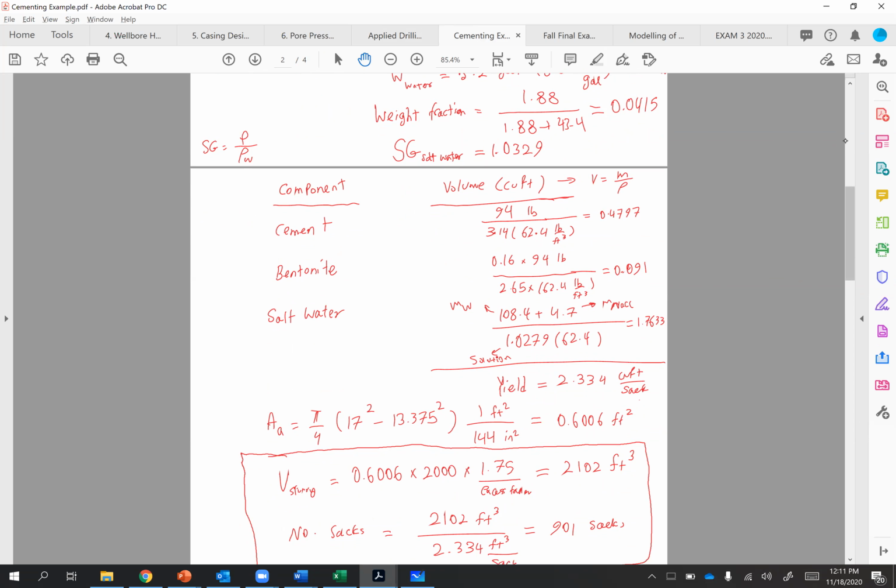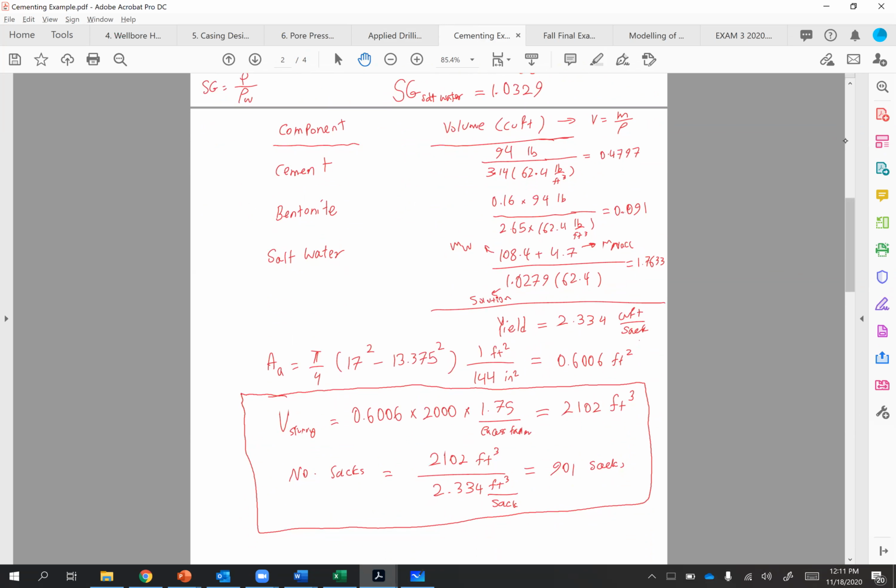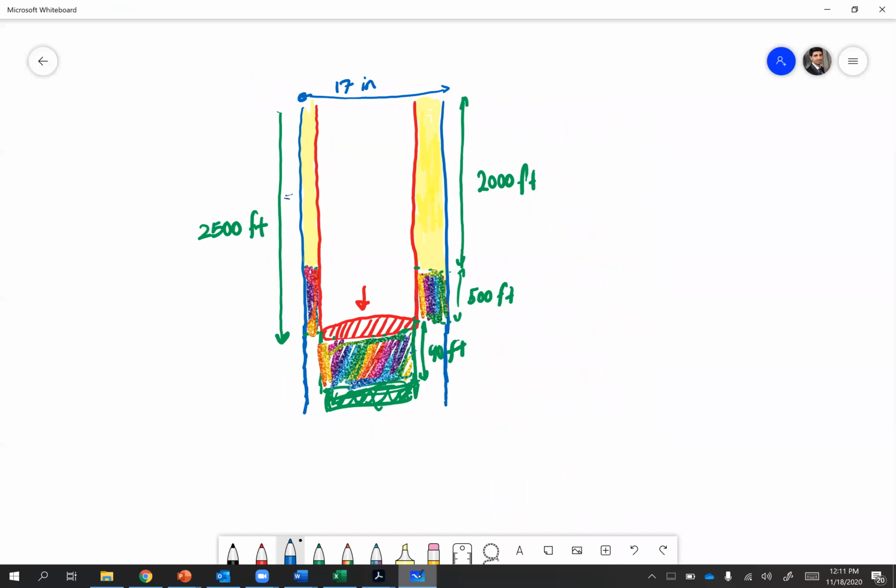Now, why do we need yield? Because we need to calculate what volume of slurry we would need and how many sacks of cement are required. The volume of slurry doesn't depend on this yield, because that depends on the geometry of your system. You need to fill up this area, so this is a volume, which is calculated by the capacity.